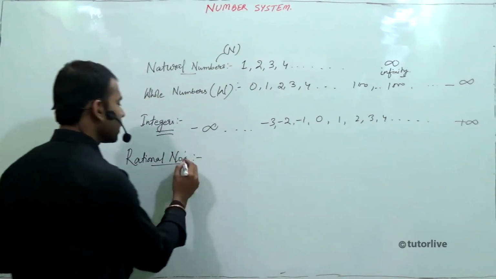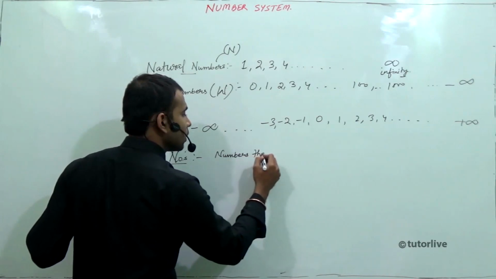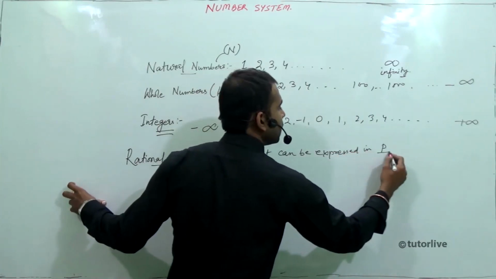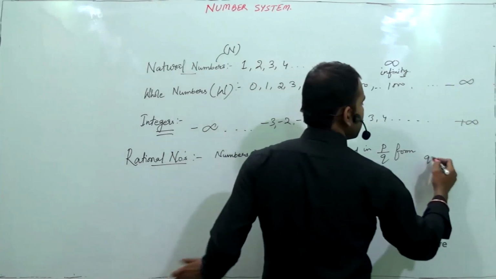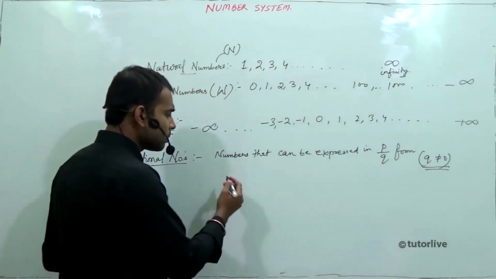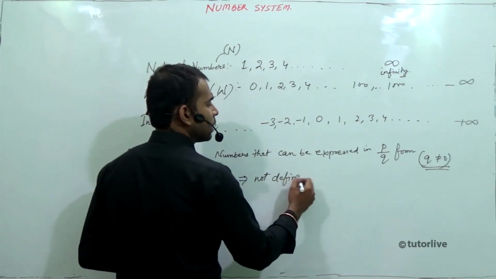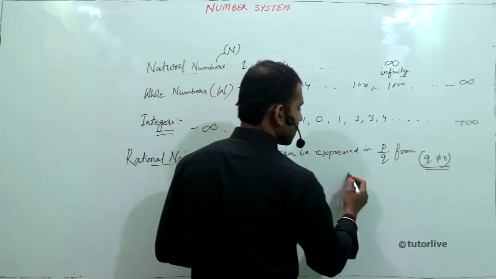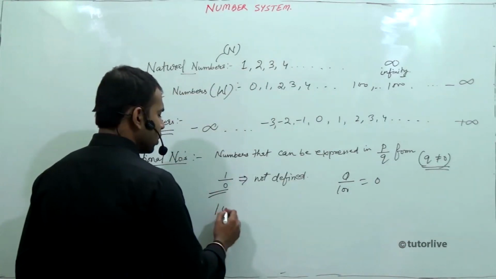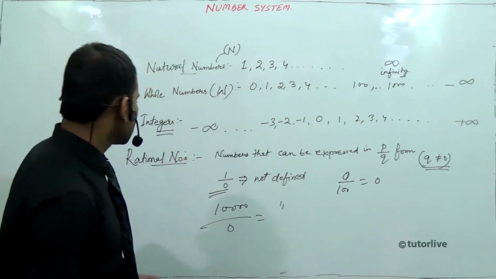Rational numbers are the numbers that can be expressed in P upon Q form, where Q is not equal to 0, because any number divided by 0 is not defined. You must remember this: 0 upon any number, let's say 100, is equal to 0, but 1 upon 0 or 1 lakh upon 0 will be not defined. Got it. So these are your rational numbers.